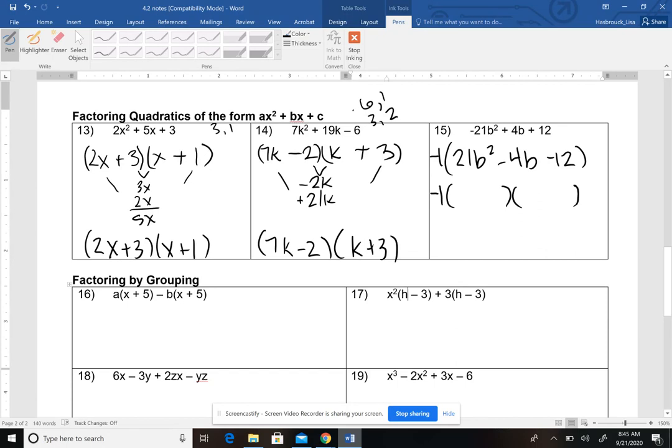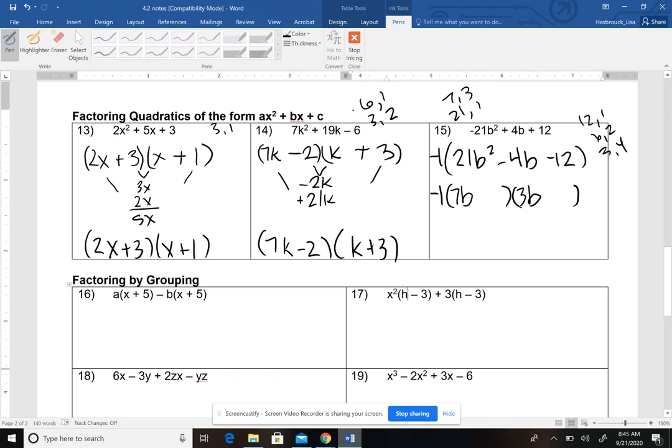Both 21 and 12 have multiple factors, so we have to determine what to use for each. Our options for 21 are 7 and 3 or 21 and 1. Our options for 12 are 12 and 1, 6 and 2, or 3 and 4. Well, for the first one, for 21, I don't think we'd use a 21 and a 1 just because we have a smaller number in the middle. So I'm going to guess that we're using a 7 and a 3.